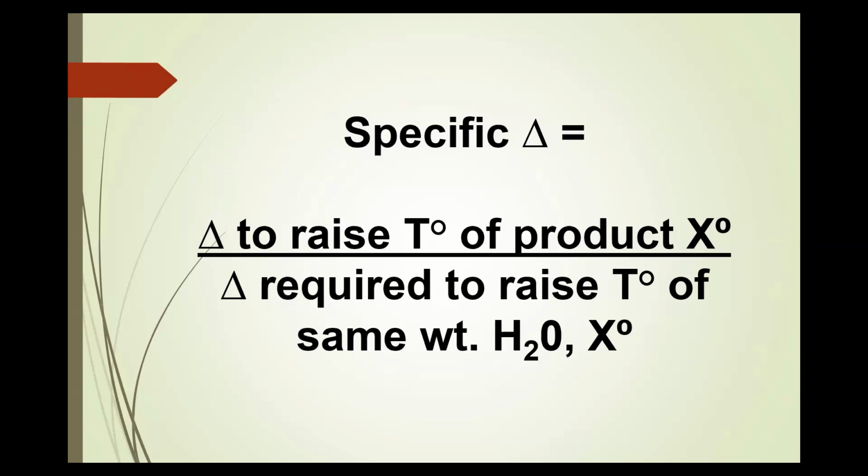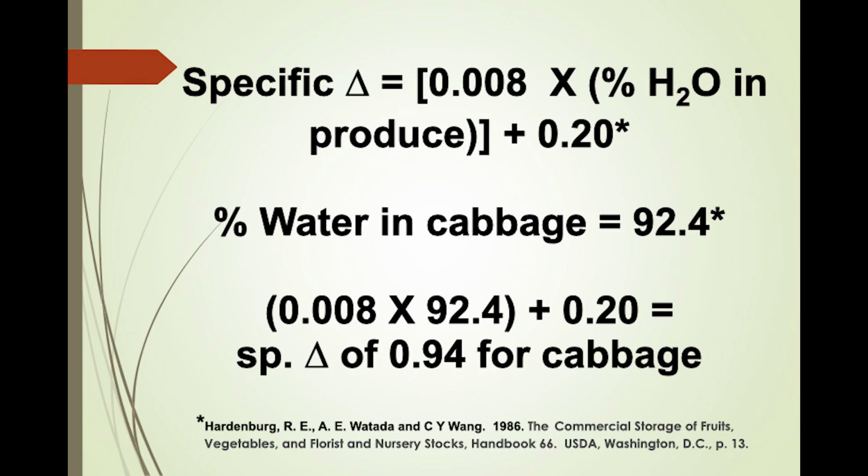Specific heat is equal to the energy needed to raise the temperature of a product X degrees divided by the energy required to raise the same weight of water the same number of degrees. It's called specific because it's relating everything to water. There is a formula for specific heat, and it is 0.008 times the percent water in the product plus 0.2.